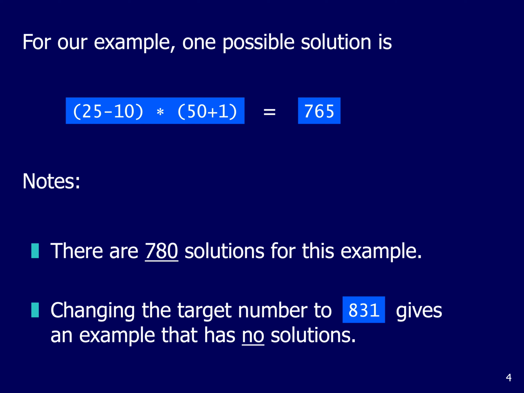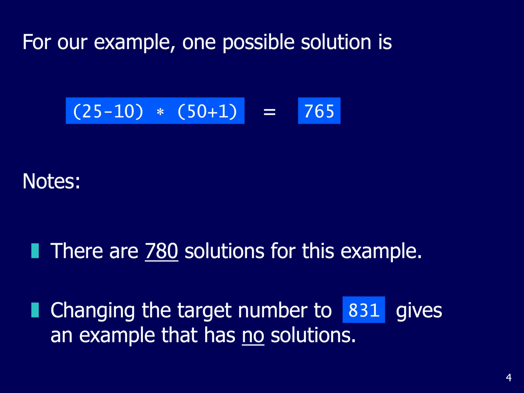You can ask yourself, well, how many solutions are there in general? So typically there are many different solutions for a particular instance of the problem. If you work out all the cases for this particular example, you'll find actually there are 780 different solutions for this particular instance of the problem.